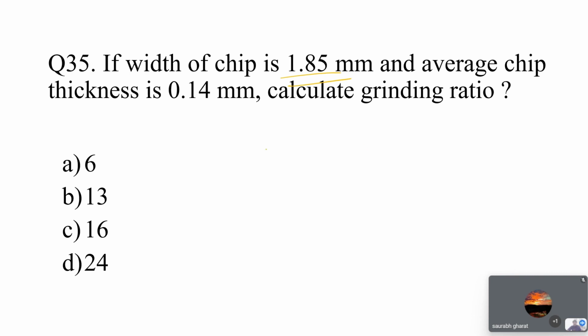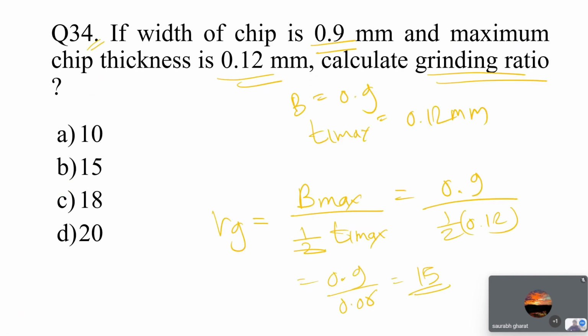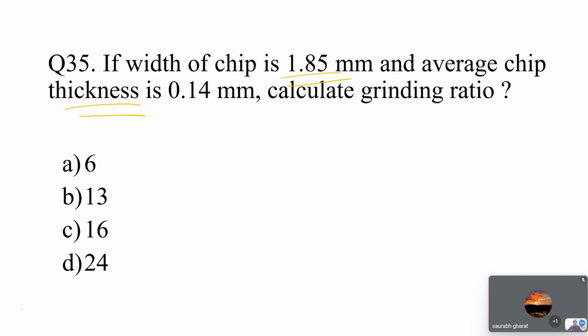The average chip thickness is given to you. What was the problem in the previous one? The maximum chip thickness is given, so the maximum thickness is different. Due to that, we had to take half earlier, but right now we don't need to take a half. So the formula will change here.